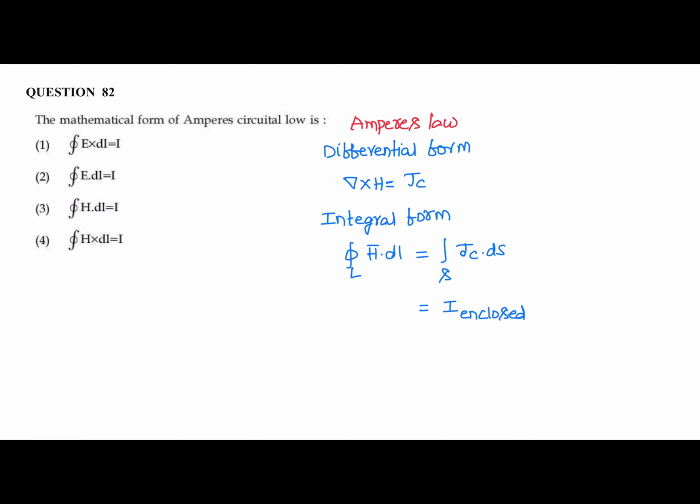Next question. The mathematical form of Ampere circuital law is. The differential form is del cross H is equal to Jc, and the integral form is closed line integral H bar dot dl bar is equal to open surface integral Jc bar dot ds, that is current enclosed. So correct option is 3. Line integral of H bar dot dl bar is equal to current enclosed.